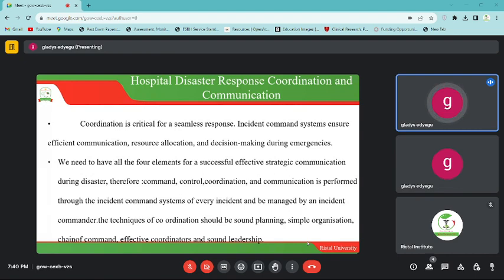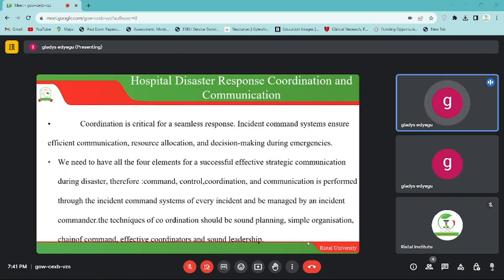Because if we don't have a commander or we don't have the team lead, then you realize that we may not be able to address the disaster when it occurs. So in every hospital, there should be someone who is actually delegated the role and the responsibility of being the commander in managing disaster, so that when it occurs, he's able to lead the team, to command the team, to direct the team, to coordinate and have clear communication.